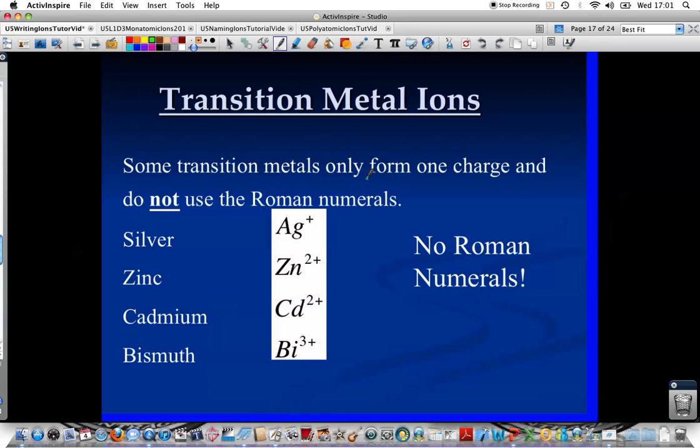Now some transition metals don't use Roman numerals. So these are going to be the transition metals where the name doesn't have a Roman numeral. There are some more others than these, but the most common are going to be silver, zinc, cadmium, bismuth.